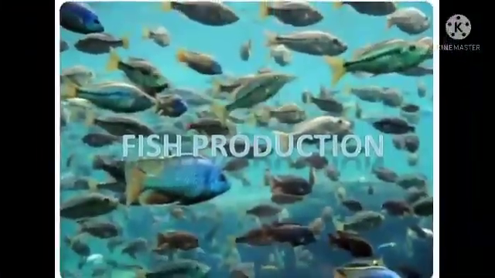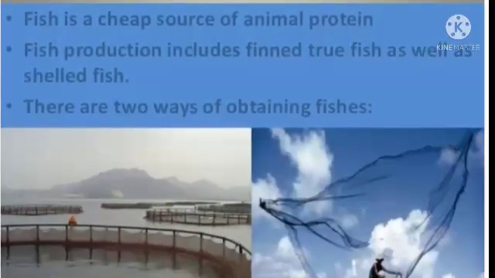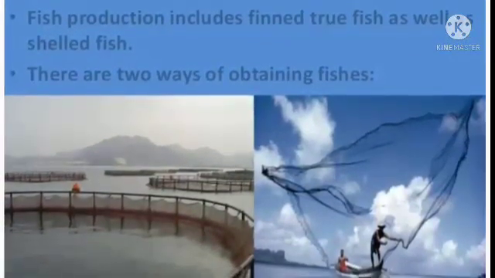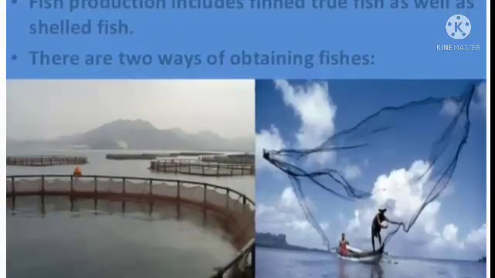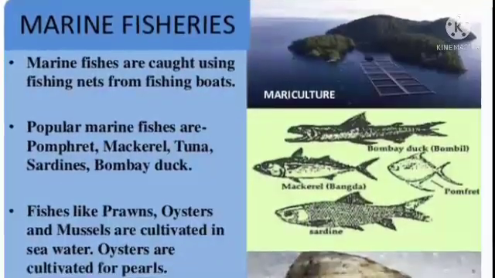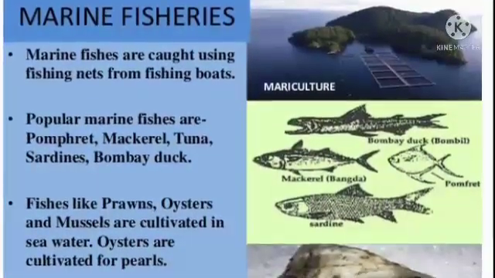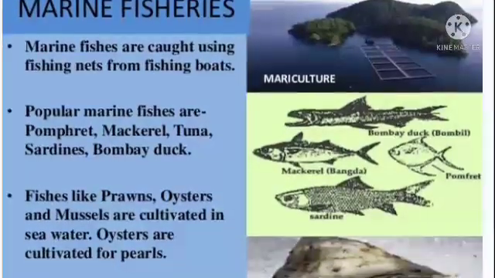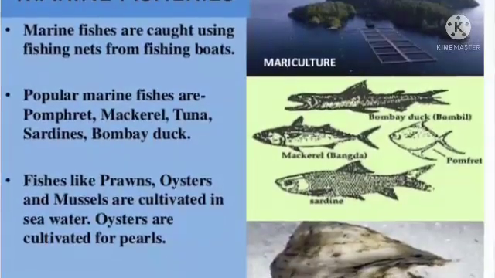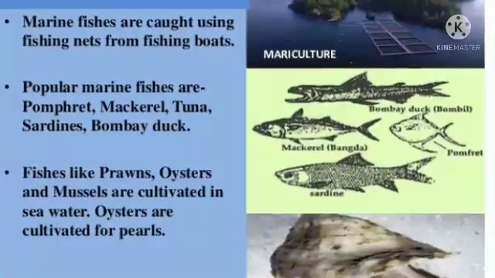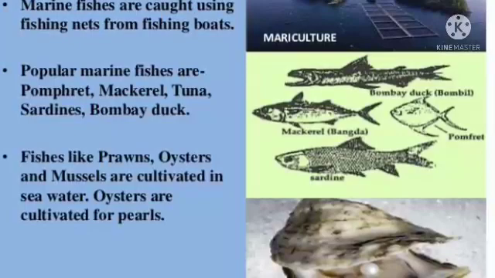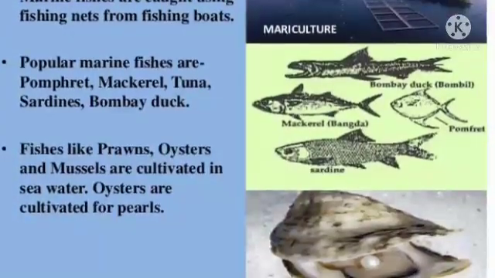Fish production. Fish is a cheap source of animal protein. Fish production includes finned fish as well as shelled fish. There are two ways of obtaining fishes. Marine fisheries. Marine fishes are caught using fishing nets from fishing boats. Popular marine fishes are pomfret, mackerel, tuna, sardines, Bombay duck. Fishes like prawns, oysters, and mussels are cultivated in sea water. Oysters are cultivated for pearls.